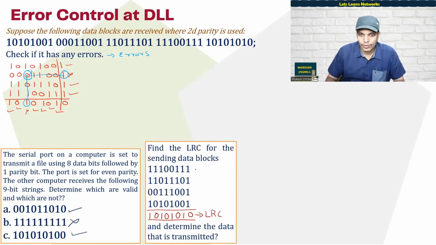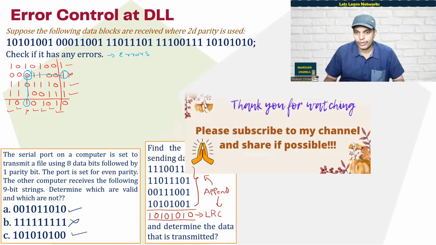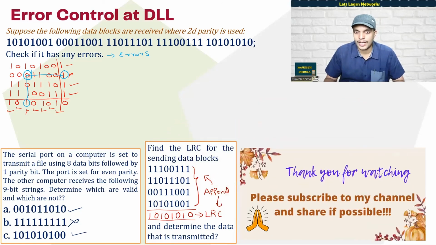You append this along with the data blocks and send it to the receiver. Okay. So you append the LRC with your data blocks. This is how you implement the VRC, LRC, and your 2D parity check. So hopefully you understood these 3 error detection schemes. And in the next video, we will talk about the most efficient way of handling error control and implementing error detection, which is your cyclic redundancy check.